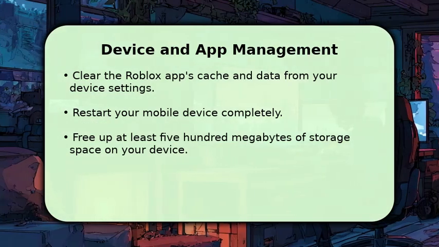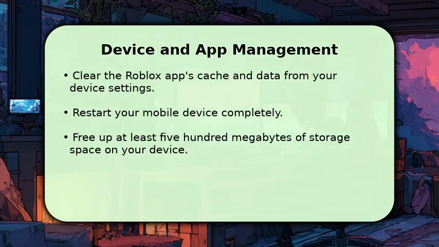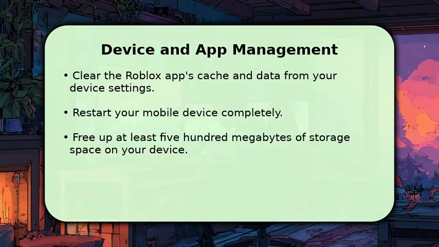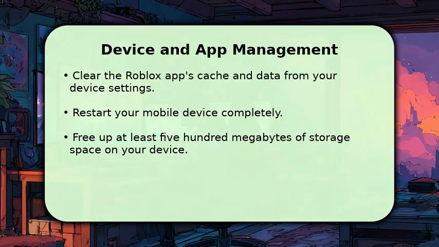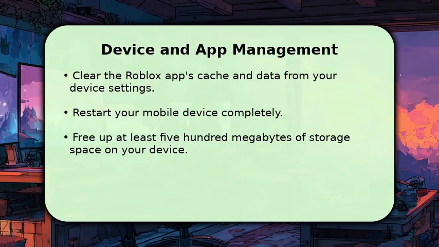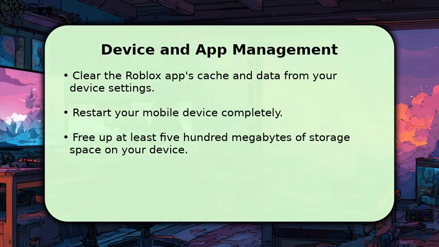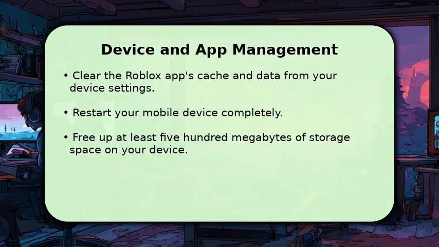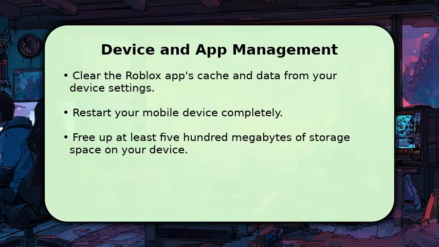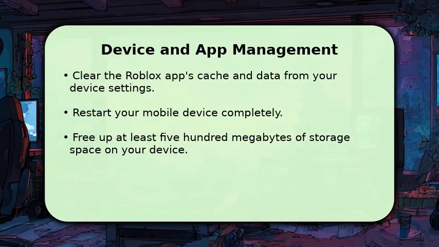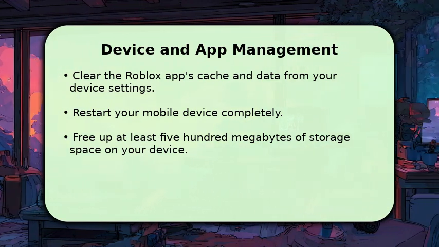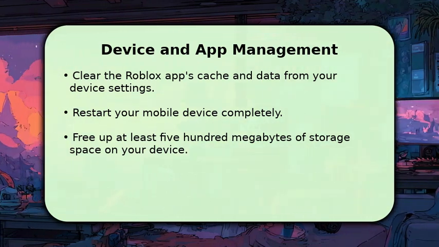Moving on to device-specific solutions, a common fix is to clear the Roblox app's cache and data. This can resolve issues caused by corrupted temporary files. You can usually find this option in your device's app settings. After that, give your mobile device a complete restart. This simple step can often clear up minor software glitches. Also, ensure you have at least 500 megabytes of free storage space, as low storage can impact app performance.